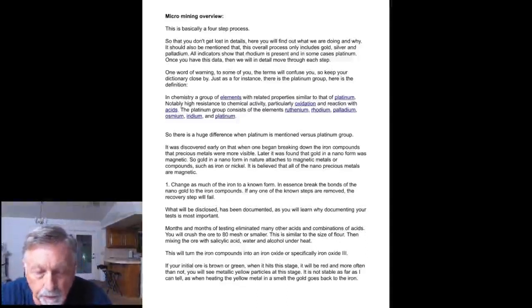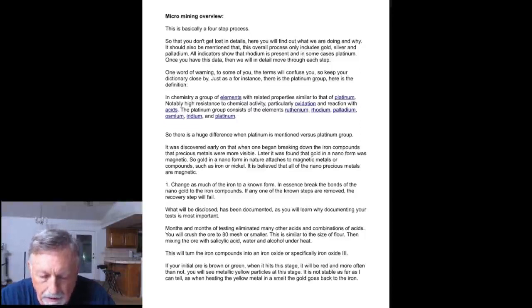Micro mining overview. This is basically a four-step process so that you don't get lost in details. Here you will find out what we are doing and why. It should also be mentioned that this overall process only includes gold, silver, and palladium. All indicators show that rhodium is present, and in some cases platinum. Once you have this data, then we will in detail move through the next step.